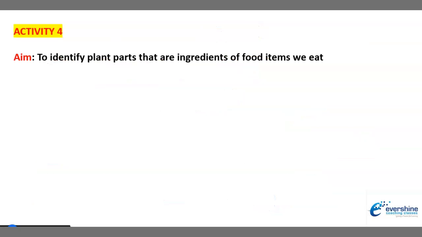Before that, I want to do one small experiment. I want one thing from you, how much you people have understood from this. So to identify plant parts that are ingredients of food items we eat, what you people can do here is write the name of the food, write the ingredients, write the sources and plant part, from which part of the plant we get it, okay.